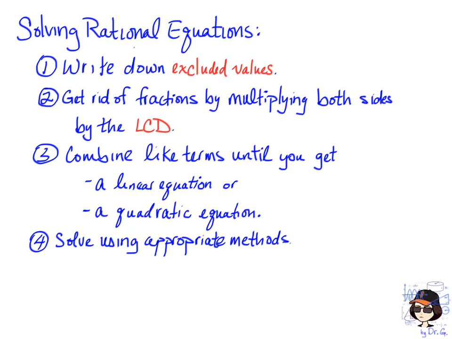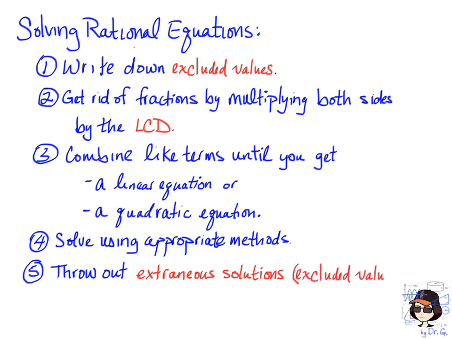But you're not quite done. Once you get a solution, remember you've just solved a linear equation or a quadratic equation, but your goal was to find all the solutions to the rational equation. So you have to check to make sure that one of your answers isn't an excluded value, and we have to throw it out. And we call those extraneous solutions. So you throw out any extraneous solutions that aren't really solutions. And those are usually going to be one or two of the excluded values, or more. So just check your answers against your excluded values that you found at the beginning.